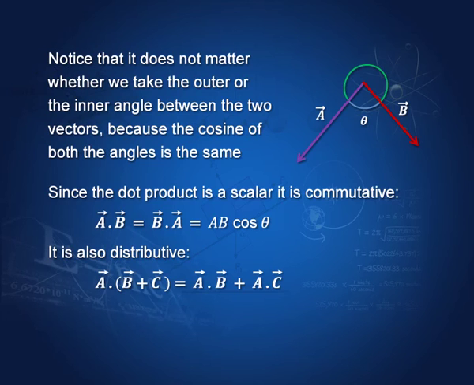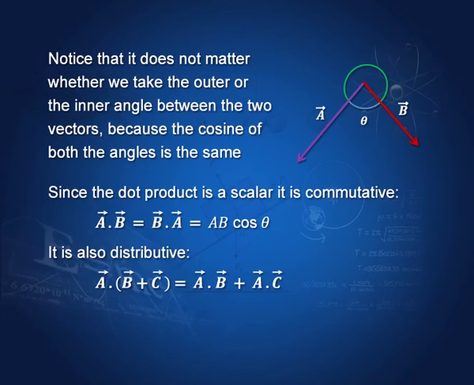A dot B plus C is A dot B plus A dot C. So, it is distributive, that vector A dot vector B plus C is vector A dot vector B plus vector A dot vector C.